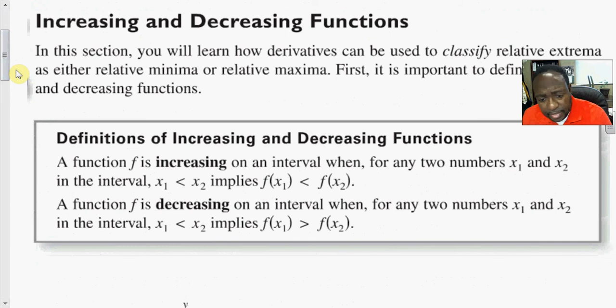A function f is increasing on an interval when for two numbers x sub 1 and x sub 2, where x sub 1 is less than x sub 2 implies that the function values f of x sub 1 is less than f of x sub 2. The function values are getting larger. For a function f that's decreasing, for any two points x sub 1, x sub 2, such that x sub 1 is less than x sub 2, we have f of x sub 1 is greater than f of x sub 2. The function values, or the y values, are getting smaller.